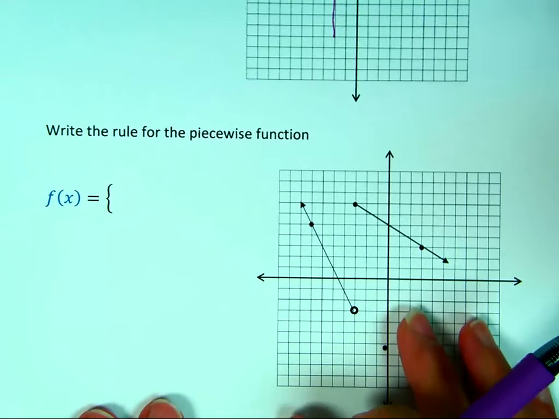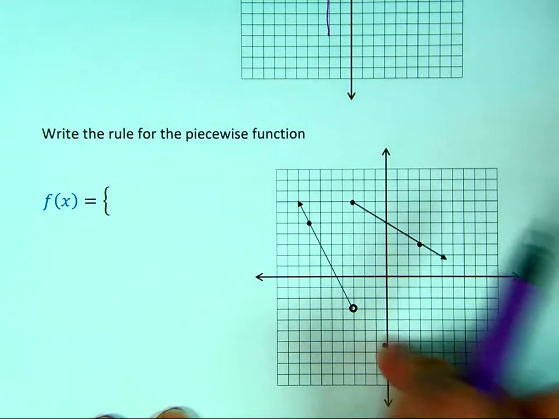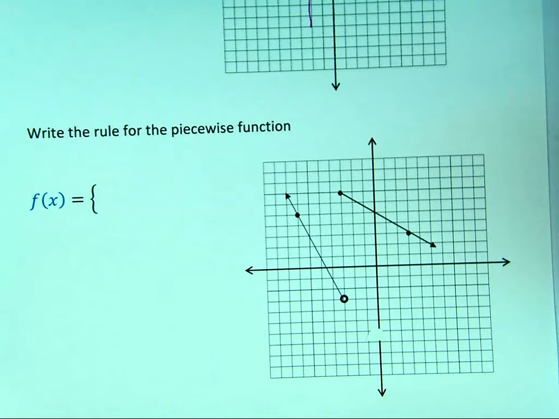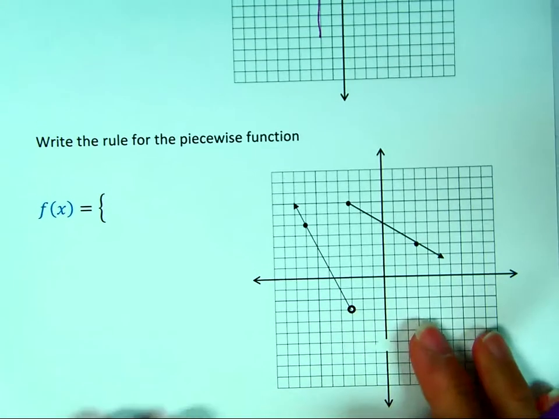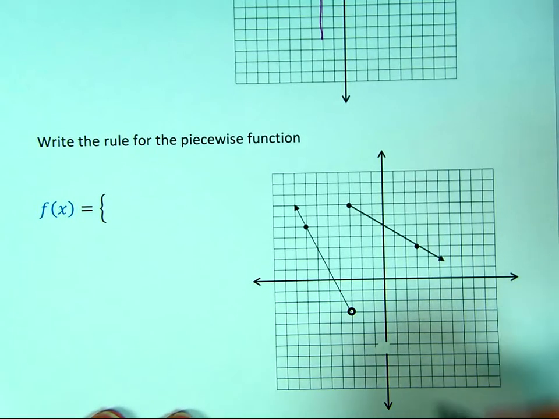Okay, now we're going to try one where it's just two different linear functions. So ignore that little dot right there, okay? It's not supposed to be there. That's an oops. Let me white it out. Okay, so here's two different functions. I have to find the slope and the y-intercept of each. This one's pretty obvious, right?